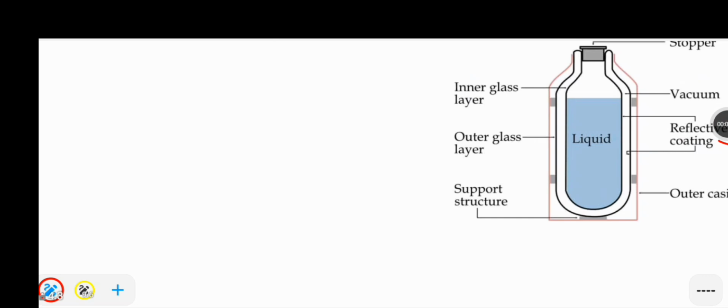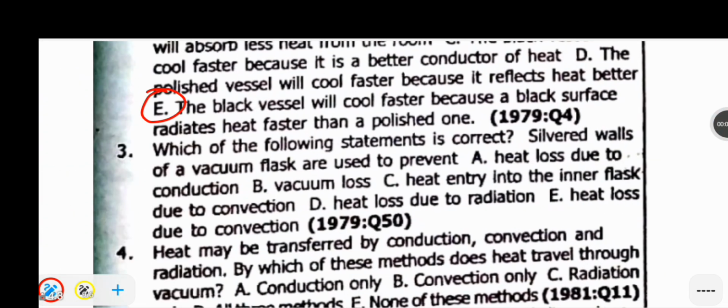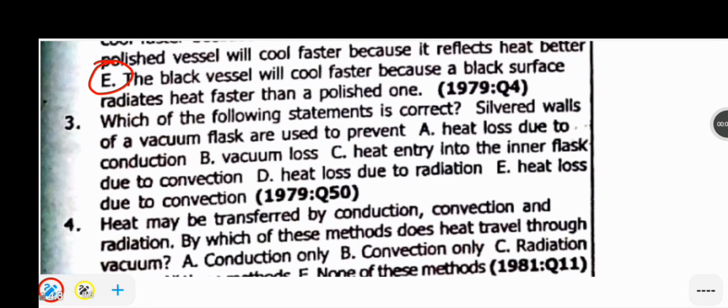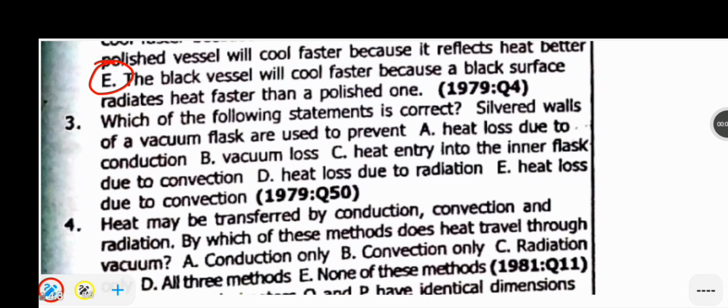So let's go back to the question. This is the question here for number 3. Which of the following is correct? Silvered walls of a vacuum flask are used to prevent. Now you have seen silvered walls, so your eye should be on radiation. Just look at the options for radiation, because the silvered walls prevent heat loss by radiation, just like what I just explained. If you check the options, you see heat loss due to conduction, so it cannot be A. It cannot be vacuum loss. It cannot be heat entry into inner flask due to convection. So it has to be D, heat loss due to radiation. So number 3 is D.